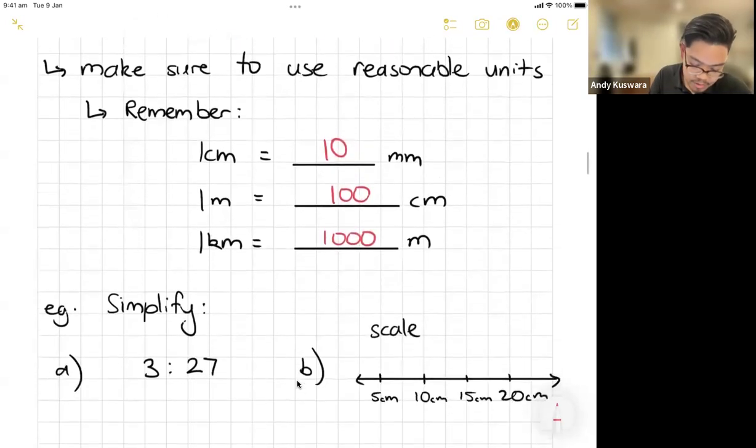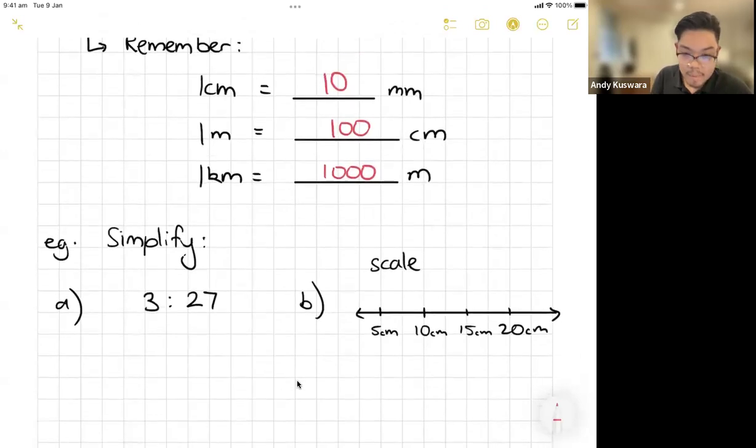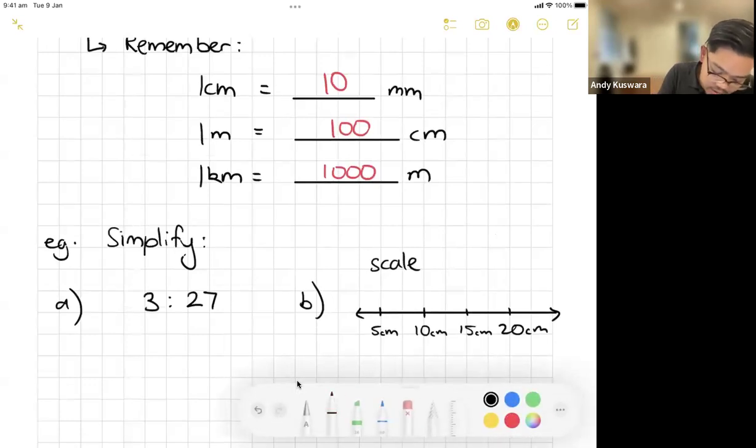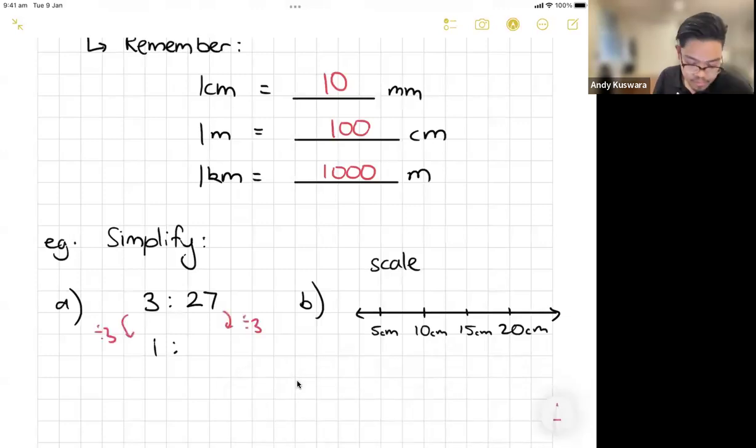Okay, a couple other things. Say, for example, if 3 centimeters on a map is worth 27 centimeters in the real world, it simply means that your scale is, I'm just going to simplify it. And the way we simplify is let's find a common factor. Between 3 and 27, I know the number 3 will go into both. So 3 divided by 3 is 1. And how many 3s will go into 27? Hoping that you picked up it was 9.